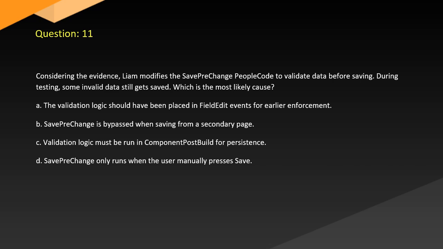Question 11. Considering the evidence, Liam modifies the save per change PeopleCode to validate data before saving. During testing, some invalid data still gets saved. Which is the most likely cause? A. The validation logic should have been placed in field events for earlier enforcement. B. Save per change is bypassed when saving from the secondary page. C. Validation logic must be run in component post-build for persistence. D. Save per change only runs when the user manually presses save.